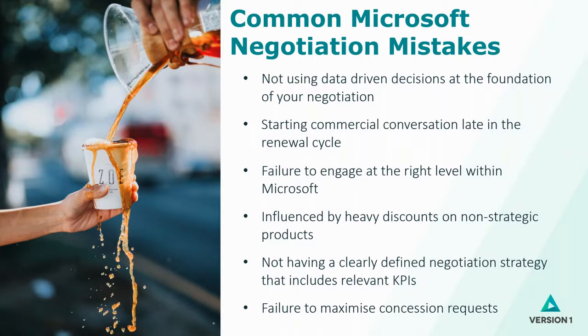And then the final one is failure to maximize concession requests. A lot of organizations fail to realize that Microsoft do have a certain level of flexibility in terms of what they can and can't do with their contract stack. Just because it's on Microsoft paper does not necessarily mean that there aren't concessions available in how you use their technology or how you work within the licensing program, in this case the Enterprise Agreement. That's where the KPI piece comes into play, understanding what KPIs you need to include, and what concession requests may have a commercial or operational benefit for your organization.